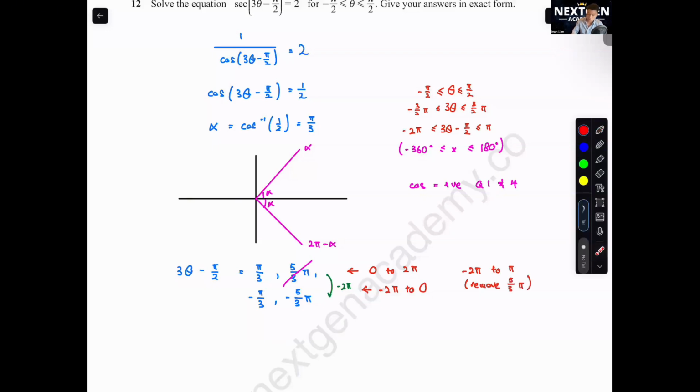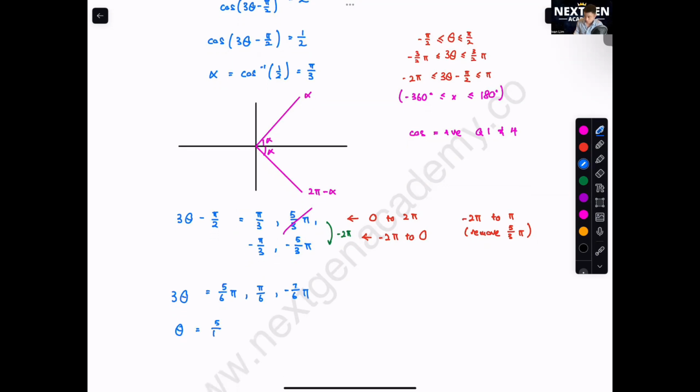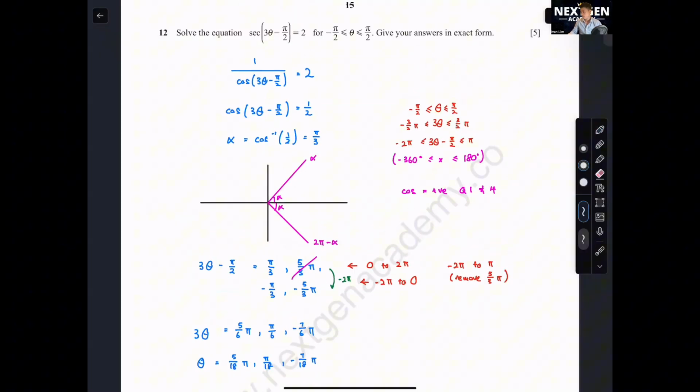If you don't know how to straight away read from the graph itself, the ASTC graph, you find all the values, then you reject them. Now you got these 3 values. You add pi over 2 to all the values, then you divide by 3. So I will do the plus pi over 2 first, which will get 5 over 6 pi, pi over 6, minus 7 over 6 pi. Theta: 5 over 18 pi, pi over 18 and minus 7 over 18 pi. 101%, one question like this will come out for your exam.